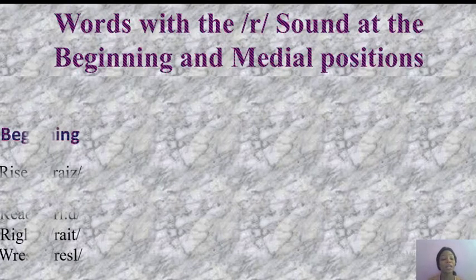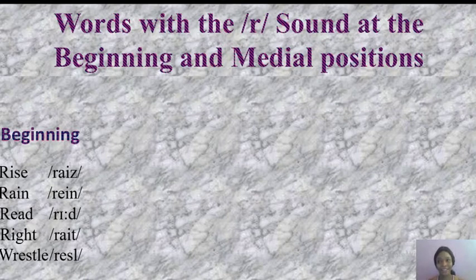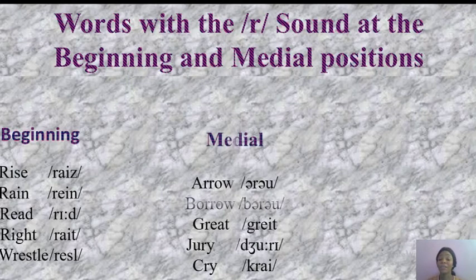Now let's move over to words with the R sound at the beginning and middle positions. We have the beginning position here. We have the word rise. We have rain. It is raining heavily. We have read. We have right, opposite of left. We have wrestle. Now, words with the R sound in the middle position, we have the word arrow.